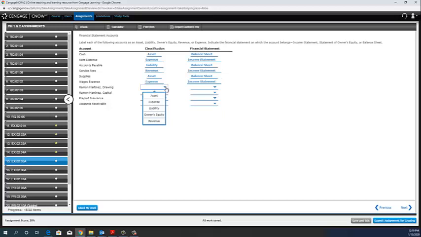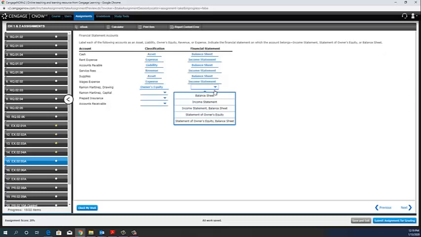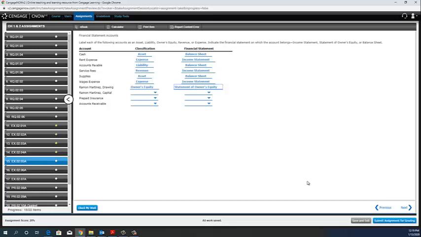Drawing. Okay. Drawing is one of those owner's equity accounts, so we're just going to list it down here as owner's equity. And drawing is shown on the statement of owner's equity. The statement of owner's equity is formatted beginning balance plus net income minus the owner's drawing will give you the new capital balance. So drawing only shows up on the statement of owner's equity.